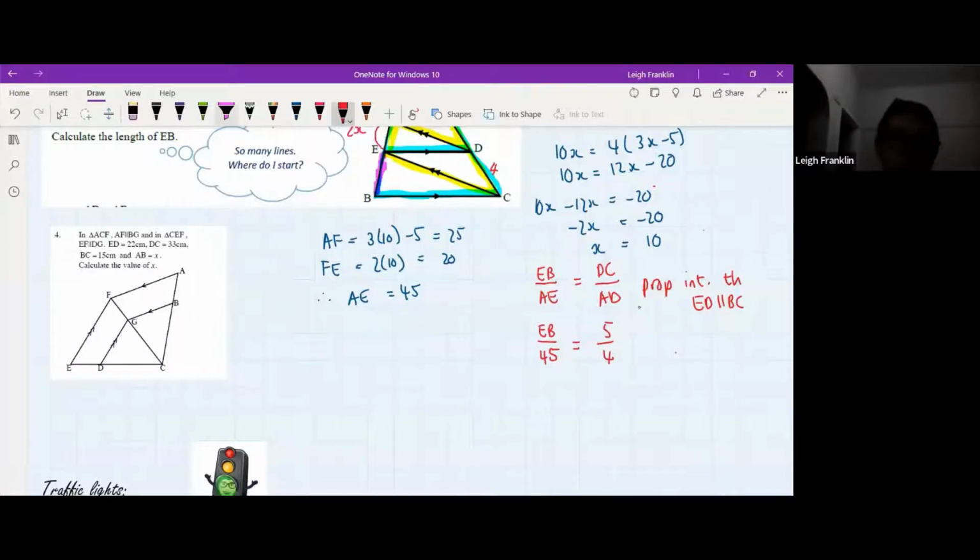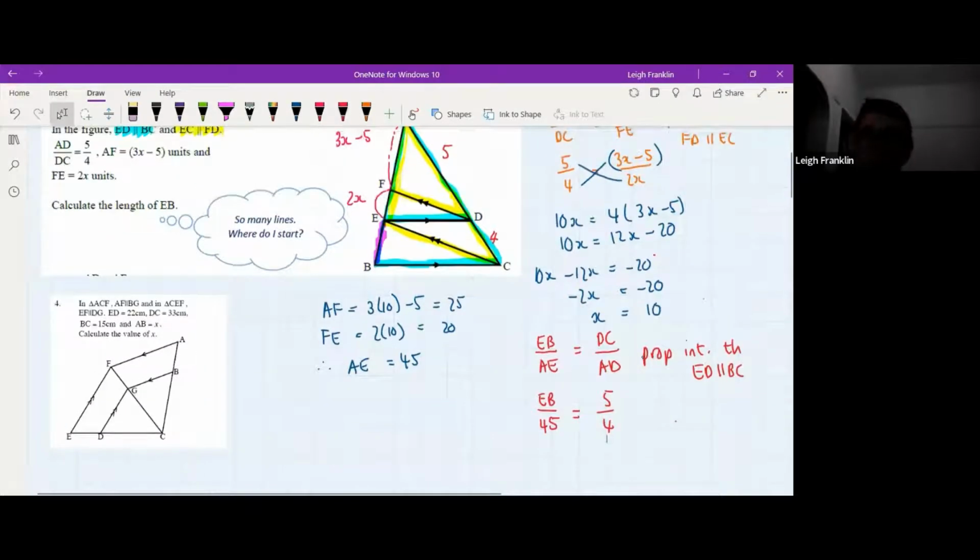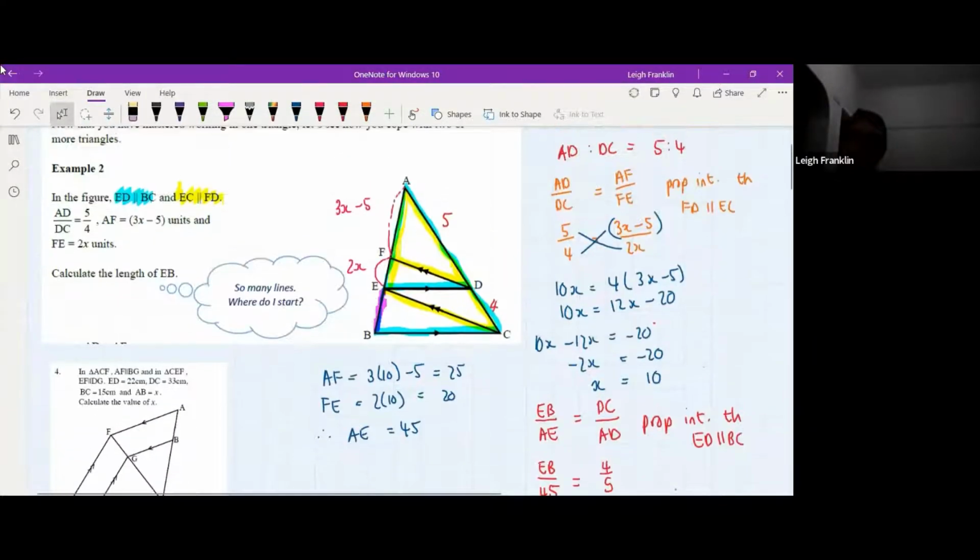And now again, Matrix. The other way around, Lee. 4 over 5. So DC is 4. Oh, yes, of course. Sorry. Thank you so much. That wouldn't have helped, would it? Okay, thank you. So yes, because I put EB at the top, so that's got to be 4 over 5. Quite right. So EB over AE is DC over AD.